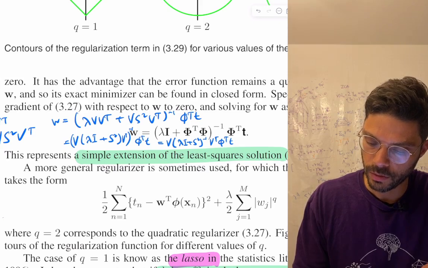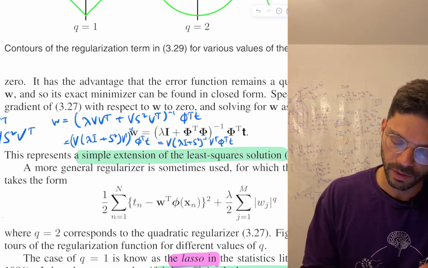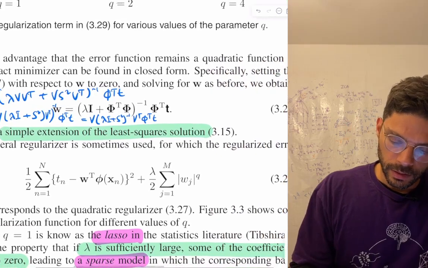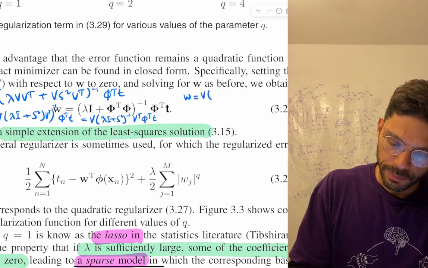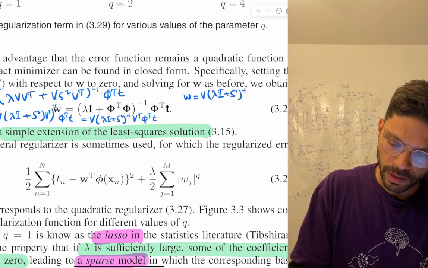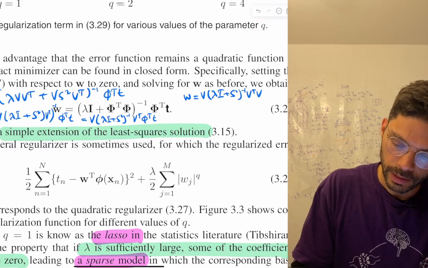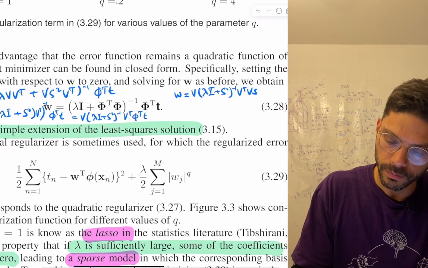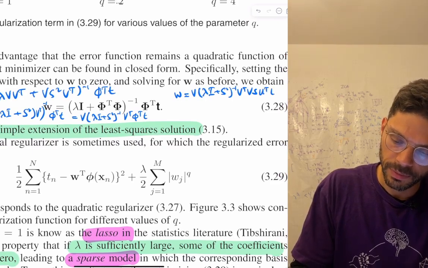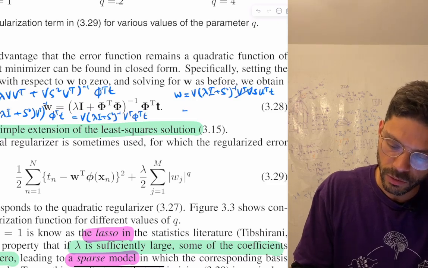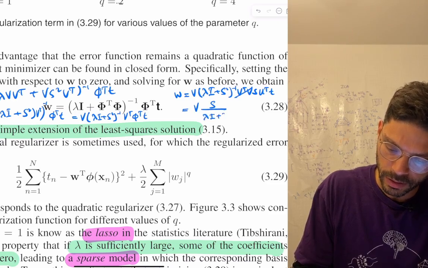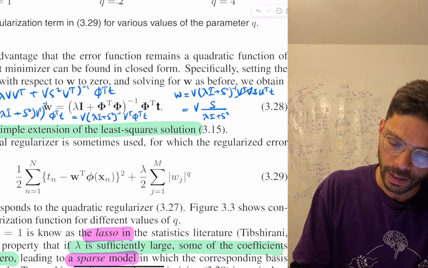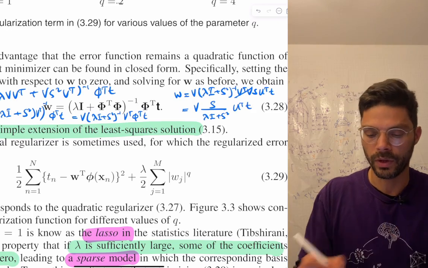So now let's just expand everything. We've got V times lambda I plus S squared to the minus 1 times V transpose times V times S times U transpose times t. And so this will cancel out, and you end up getting V times S over lambda I plus S squared times U transpose times t. Okay, so that's going to be our weights.